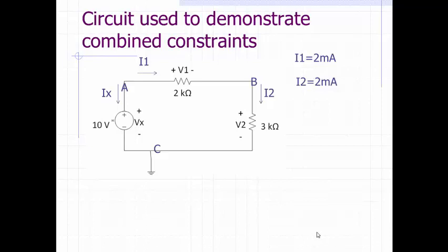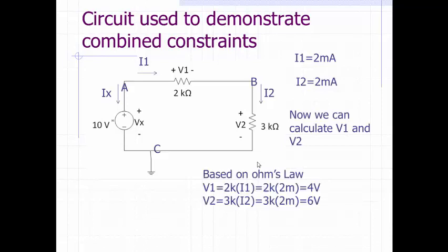Now we can calculate V1 based on Ohm's law. It should be I1 times 2K, and the same for V2, I2 times 3K. So we can get V1 and V2. Then that's it. We solved all the variables.